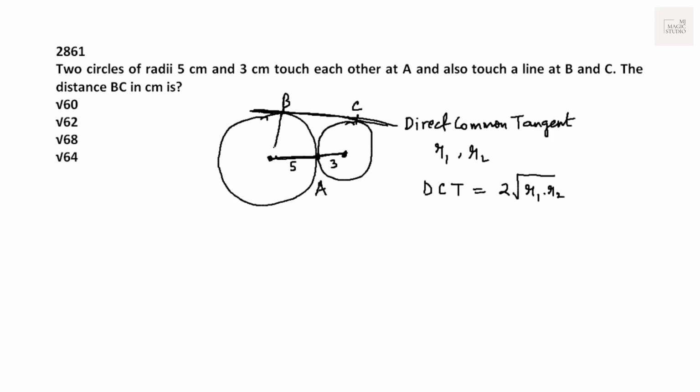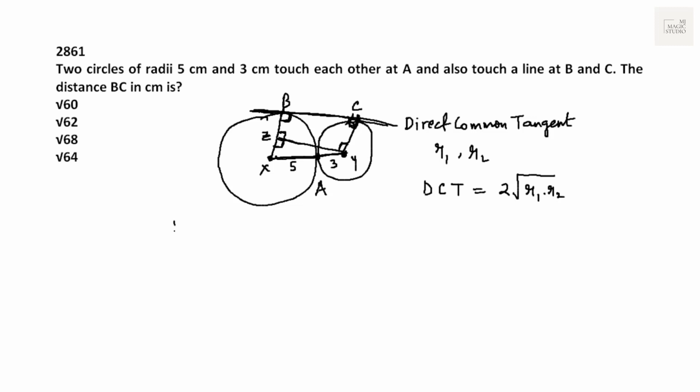If I join this point, let the center be X, then the radius makes 90 degrees with the tangent. And if I join this CY, then this radius also makes 90 degrees with the tangent. Now from point Y, I draw a line which is parallel to this tangent. So we'll get XYZ. This XYZ is a right angle triangle, where you can see YZ is nothing but BC.